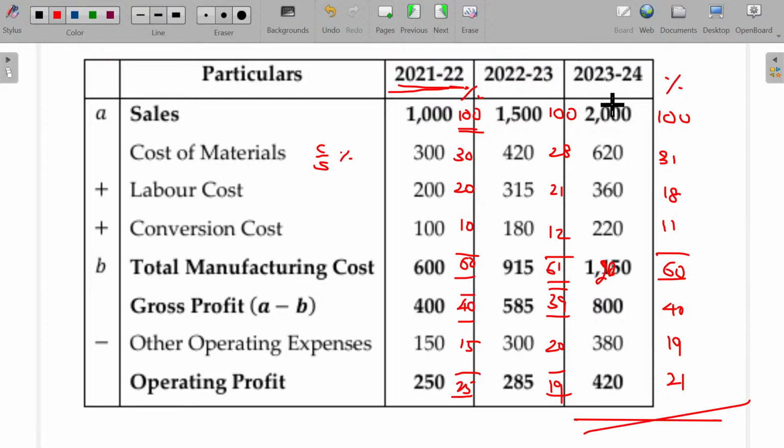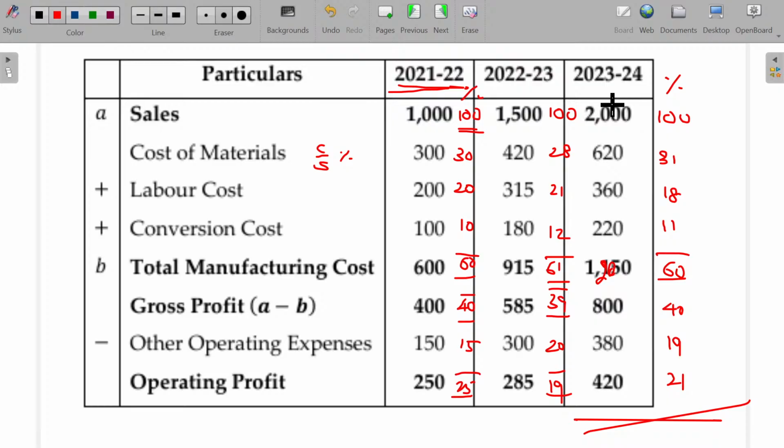After converting that into percentage, you can easily compare the values. Among the 3 years, which year gives us more profit, and in terms of cost, in which year we spend more, all these things can be easily found out. This is called common size P&L account. Similarly, in case of common size balance sheet, total assets or liabilities is considered as 100, and out of that 100, each and every component would be a certain percentage. You have to calculate that. That's all. It's very simple.